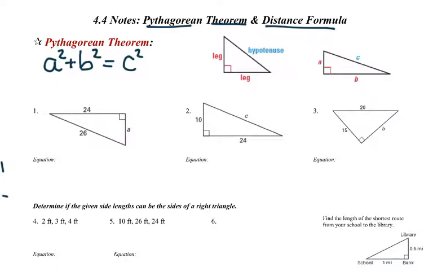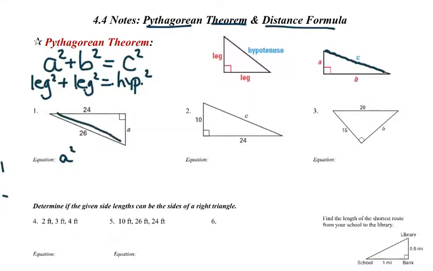This is the famous Pythagorean theorem where a and b are the legs of a right triangle, and then the c is always the hypotenuse, always the longest side across from the right angle. Or another way we can say the Pythagorean theorem is leg squared plus leg squared equals hypotenuse squared. So when we're setting up an equation, we always want to make sure that we're equaling it to the hypotenuse.